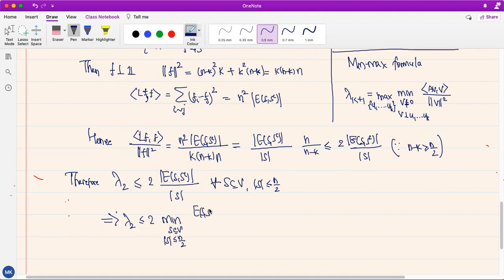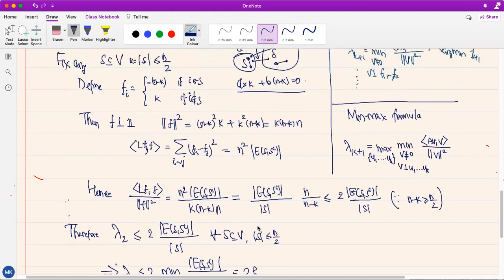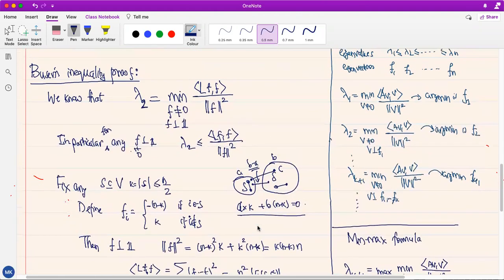Of this quantity, what do I get? What is this? What is this minimum? H. Is H, right? That is the definition of H. Okay, so I don't know if I lost you. Let me quickly repeat again.